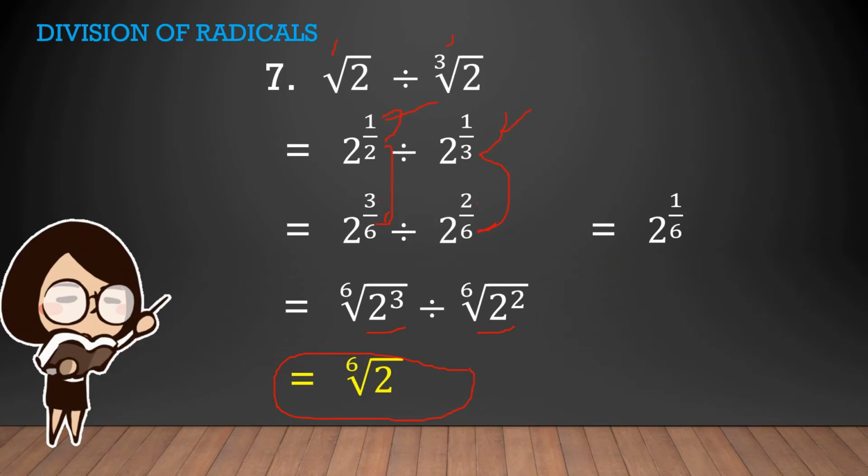Or if you are in this step, 2 raised to 3/6 divided by 2 raised to 2/6, you just subtract the exponents. Subtract the numerators. So 3 minus 2 is 1. So 2 raised to 1/6, and you need to transform it into radical. That is the 6th root of 2, and that is the final answer.